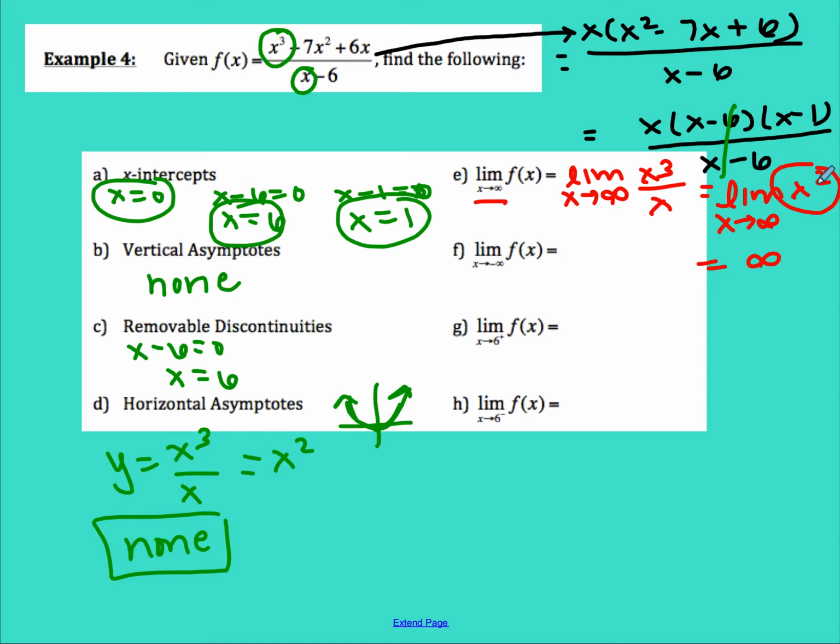Okay. We'll do the same thing as you go to negative infinity. We'd be left with x squared. So I'd have negative infinity squared, which is positive infinity. Or you could go ahead, and as I look to the left, this will continue to go up and up, so also infinity.